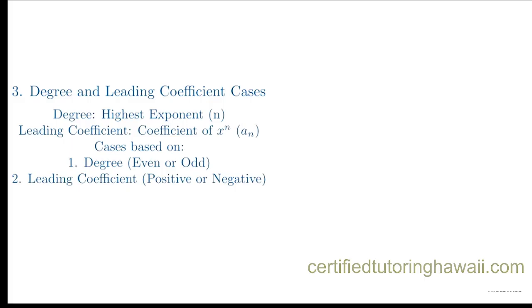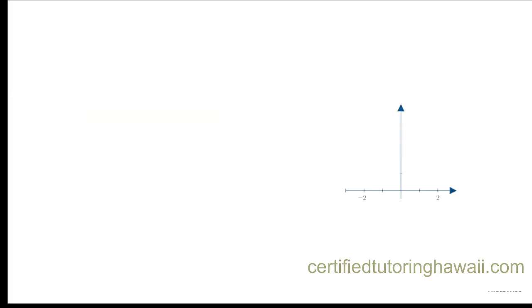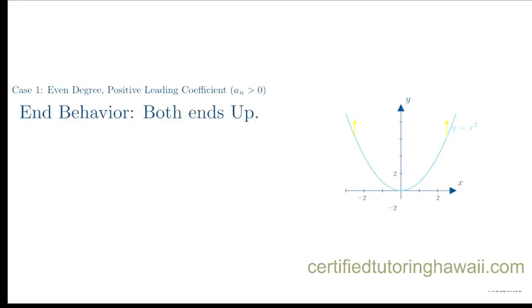Let's build a mental model for this. Think about the most basic even and odd functions you know, y equals x squared and y equals x cubed. First, the even degree case. The most famous even degree polynomial is y equals x squared. Both ends of this graph point upwards. This is our first rule. Case 1. Even degree, positive leading coefficient. The end behavior is up on both the left and the right. This is because a positive coefficient doesn't change the direction of x squared, which is always positive for large x.